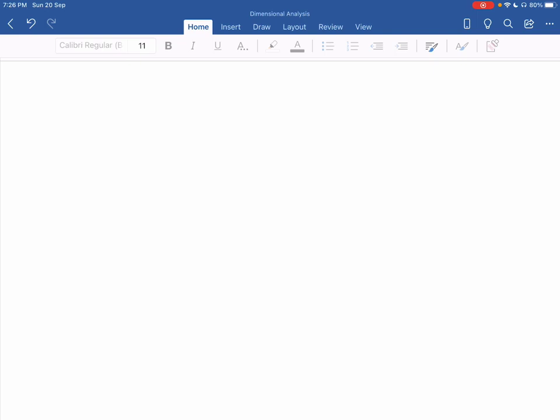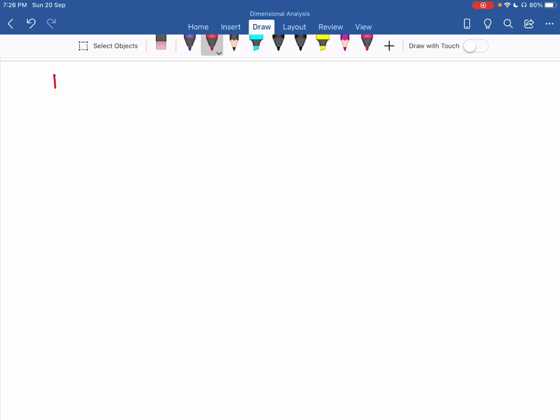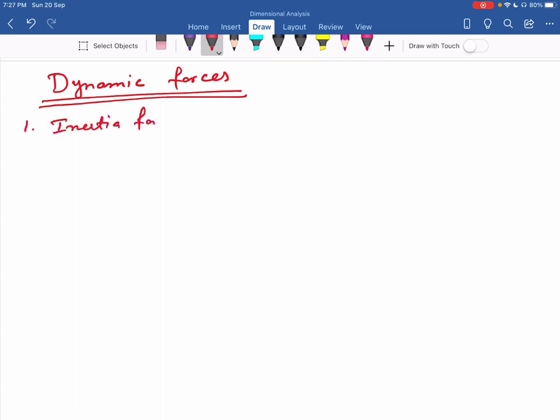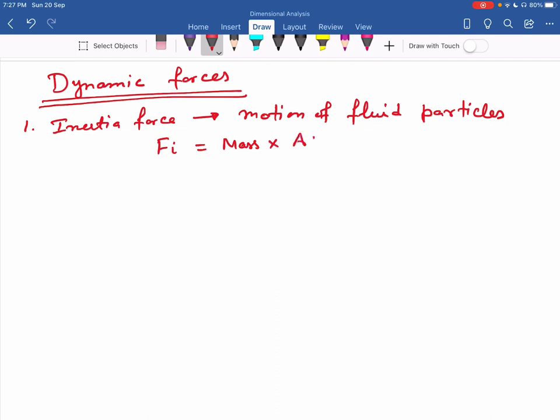So next we talk about dynamic forces. Any physical phenomena can be influenced by a number of forces. The first force is the inertia force. This force is due to motion of the fluid particles. It is represented by Fi and is equal to mass into acceleration.